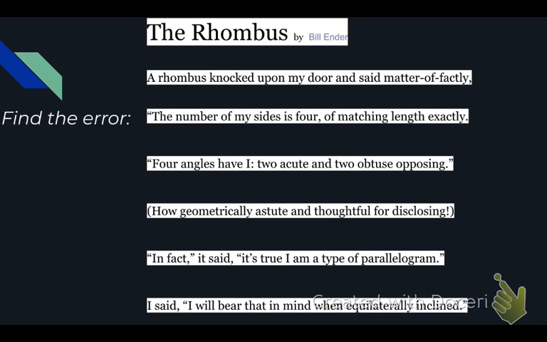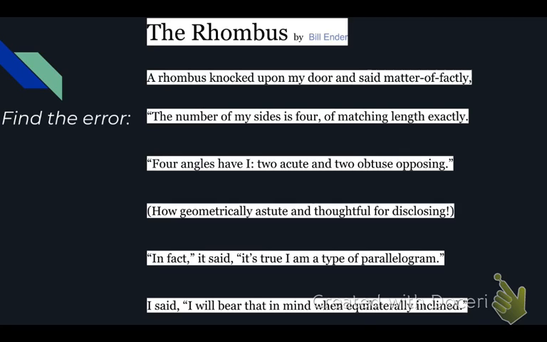A rhombus knocked upon my door and said matter-of-factly, the number of my sides is 4, of matching length exactly. 4 angles have I, 2 acute and 2 obtuse opposing. How geometrically astute and thoughtful for disclosing. In fact, it said, it's true I am a type of parallelogram. I said, I will bear that in mind when equilaterally inclined.